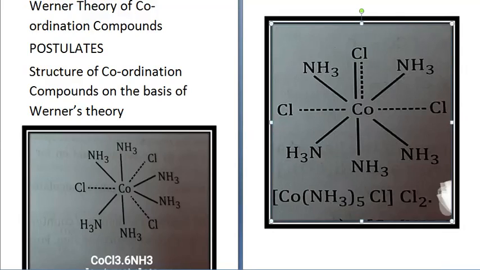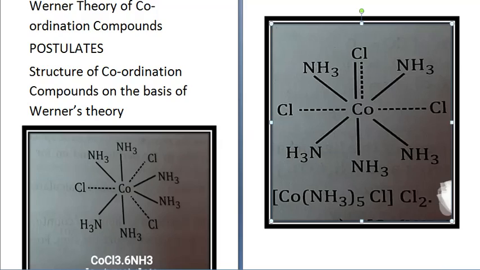Today in the chapter Coordination Compounds, we will study Werner's theory of coordination compounds. Let's begin with the postulates of the theory. According to this theory, there are two types of valencies shown by the central metal or ion in a compound. First is primary valency and the second is secondary valency. Primary valency is the ionizable valency, whereas secondary valency is non-ionizable. Primary valency corresponds to the oxidation number, while secondary valency corresponds to coordination number.